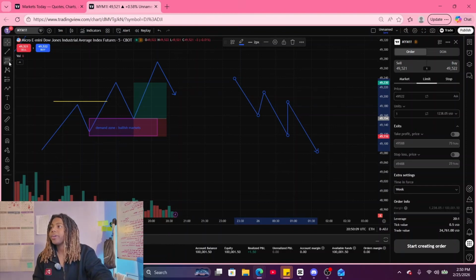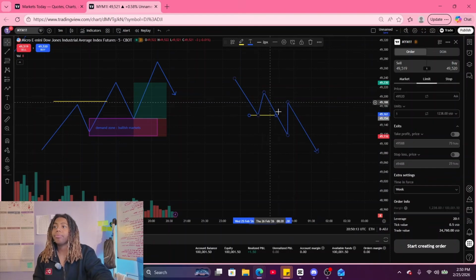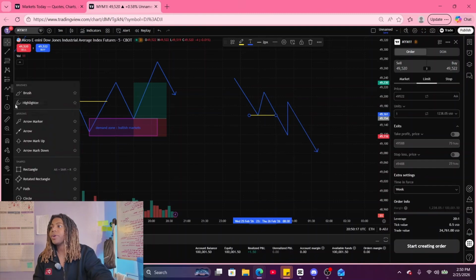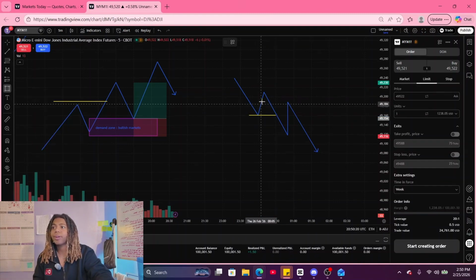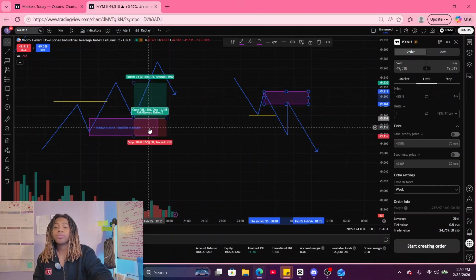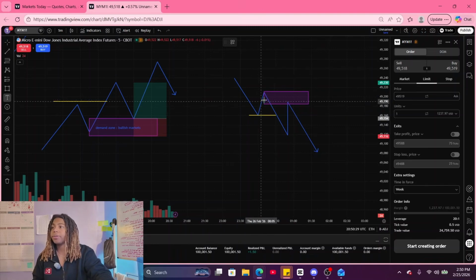So we had the break of structure yet again. So it created a low. Market broke past that low, creating a new low. Then I'm going to go ahead and get out my square tool or rectangle tool, whatever you want to call it. Create my, now what was a demand zone for bullish markets is called a supply zone for our bearish markets.